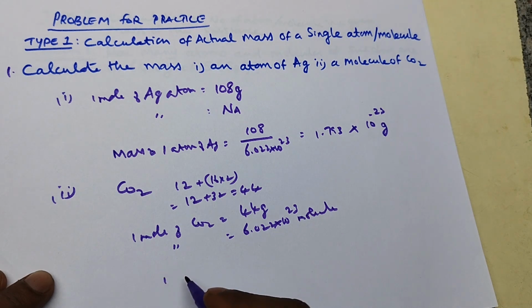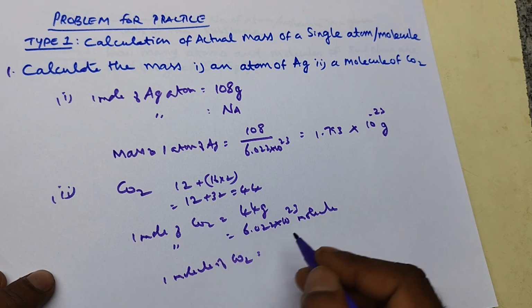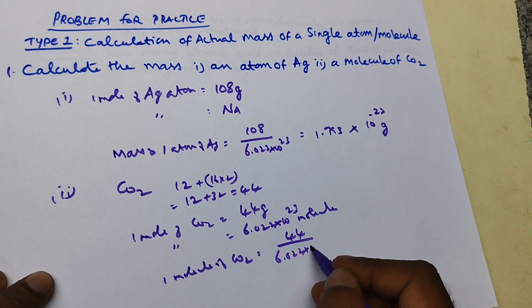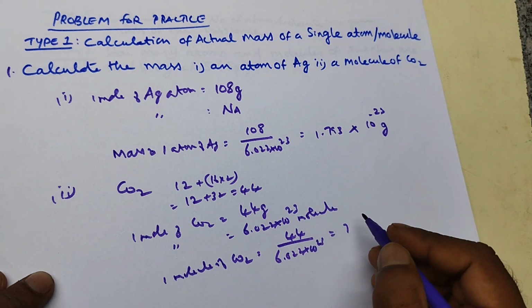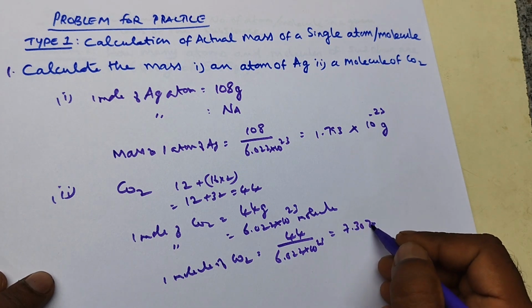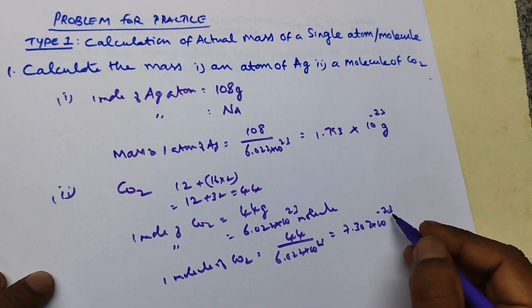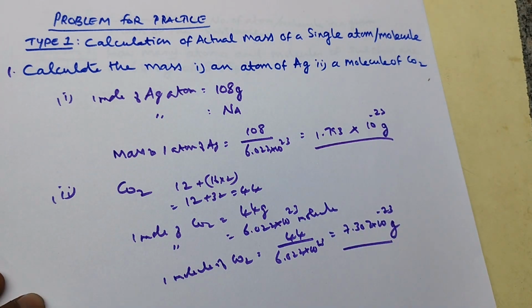Suppose you want to find out the mass of 1 molecule of CO2. 1 molecule of CO2 is nothing but 44 divided by the Avogadro constant, 6.022 × 10^23, which is nothing but 7.307 × 10^-23 gram. This is the answer for these two problems.